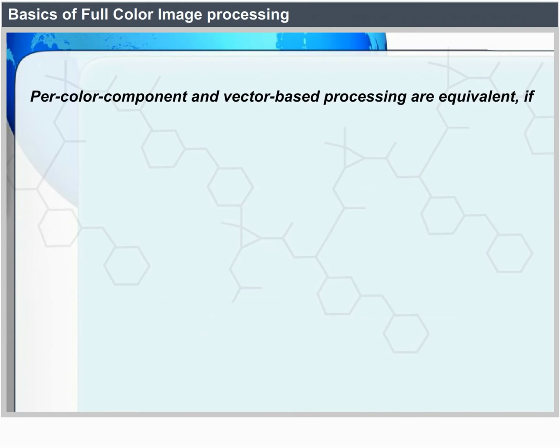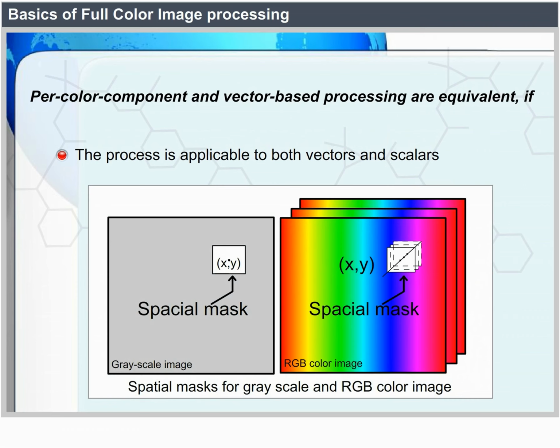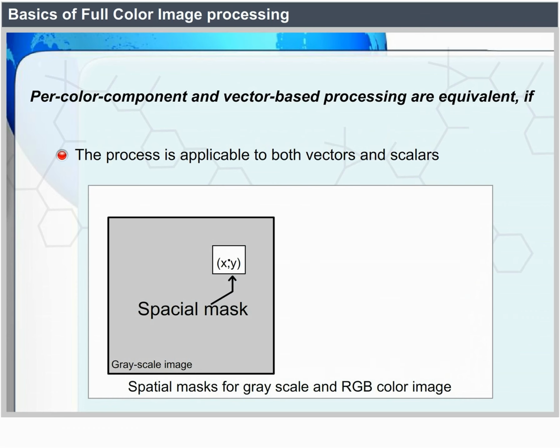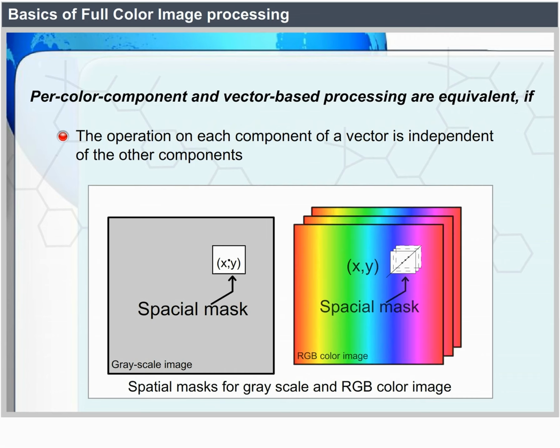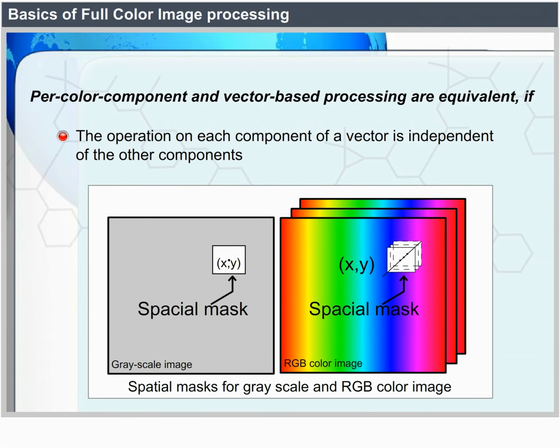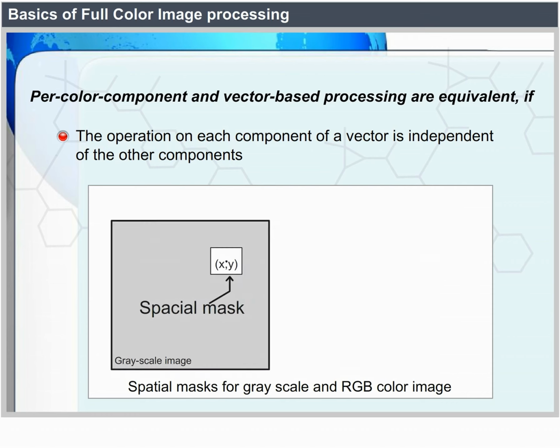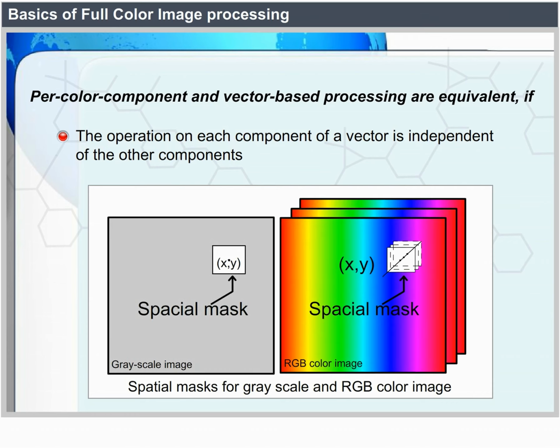Per color component and vector-based processing are equivalent if the process is applicable to both vectors and scalars. The operation on each component of a vector is independent of the other components. This figure shows the spatial masks for grayscale and RGB color image.